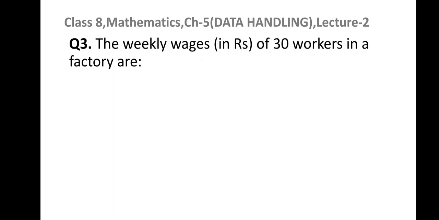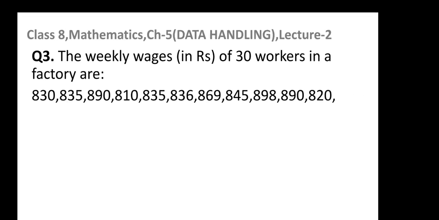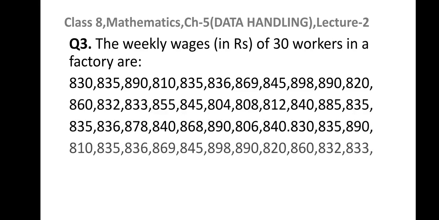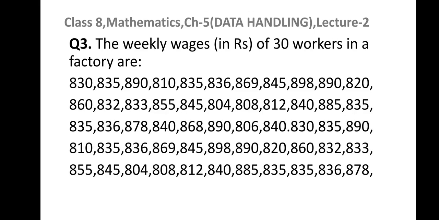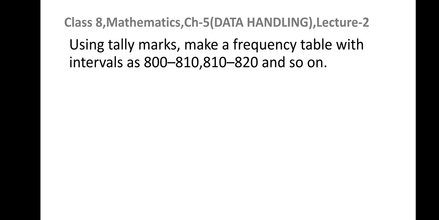Now question number 3: the weekly wages in rupees of 30 workers in a factory are given. Using tally marks, make a frequency table with intervals as 800 to 810, 810 to 820 and so on. It means we need to group our data. This is class interval. If the intervals had not been mentioned, we would have taken them according to our own choice. But as they are mentioned, we need to take these specific intervals.